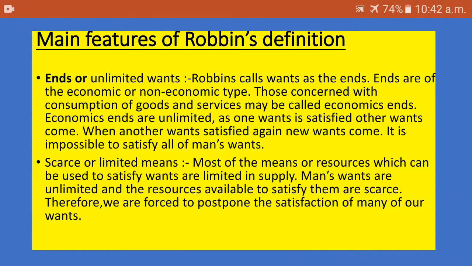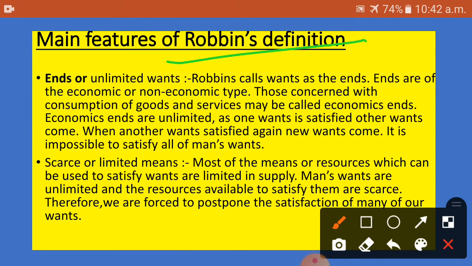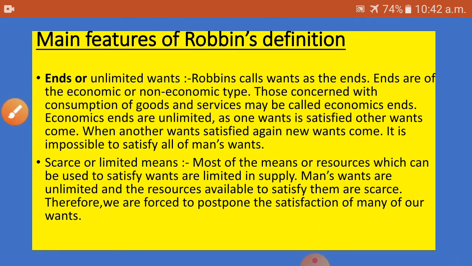And then, what are the main features of Robbins' definition? The first feature is that ends are unlimited. Robbins calls wants ends, each end being non-economic in type. This concerns the consumption of goods and services, which may be called economics. Ends are unlimited: as one want is satisfied, another want comes. When that one is satisfied, again a new one comes. It is impossible to satisfy all of men's wants.